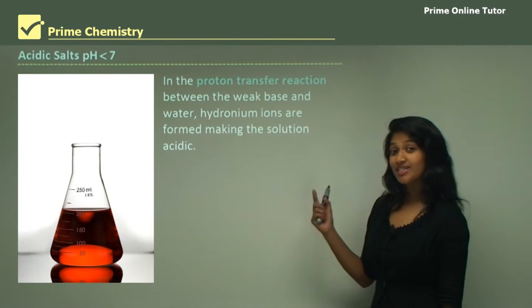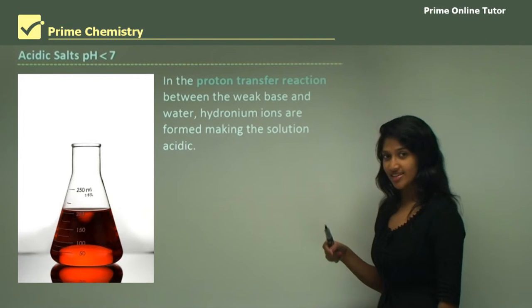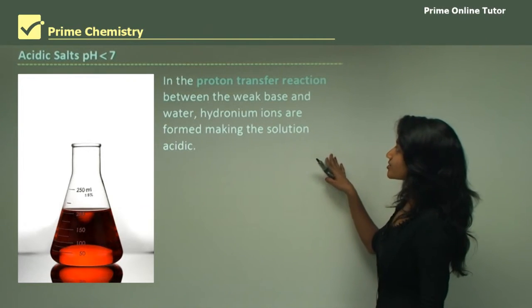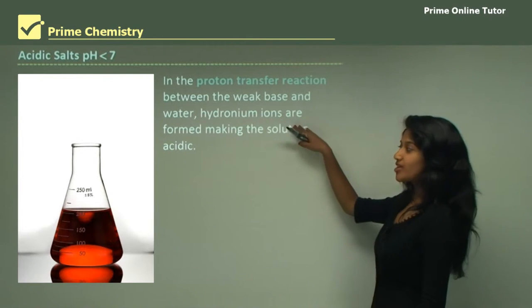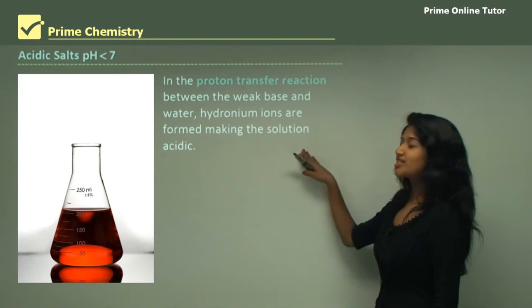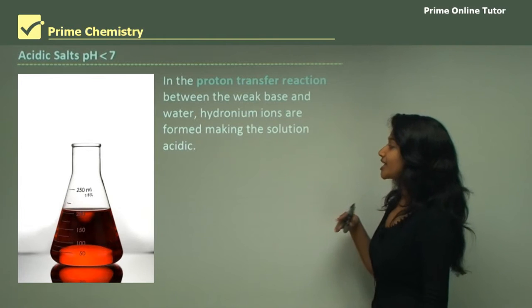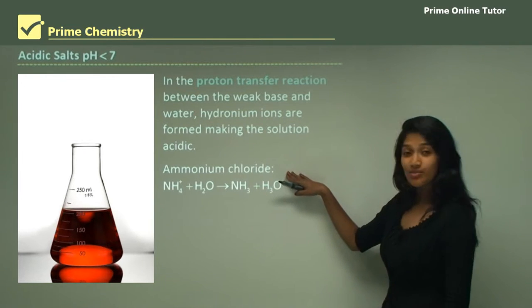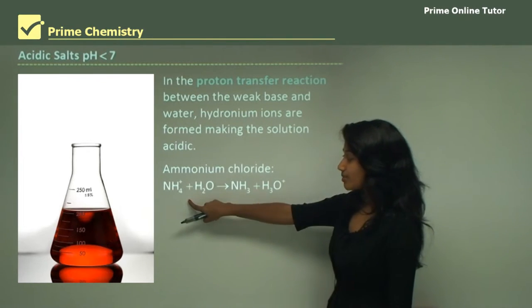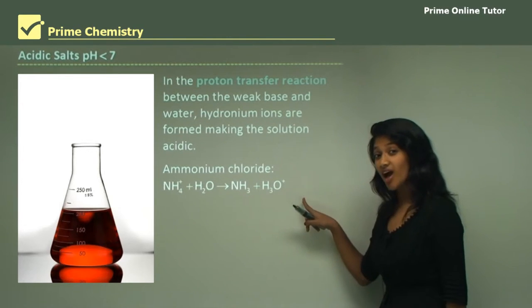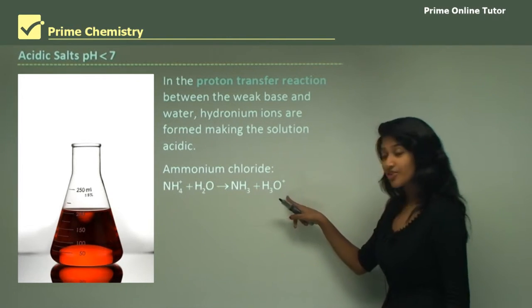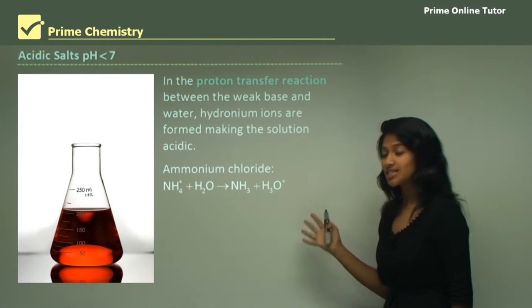Acidic salts. Now, acidic salts have a pH less than 7. So, in the proton transfer reaction between the weak base and water, hydronium ions are formed, making the solution acidic. Looking at some examples, we have ammonium chloride. So, the ammonium ion would react with water to form ammonia and the hydronium ion. Now, it is the hydronium ion that's making the solution acidic.